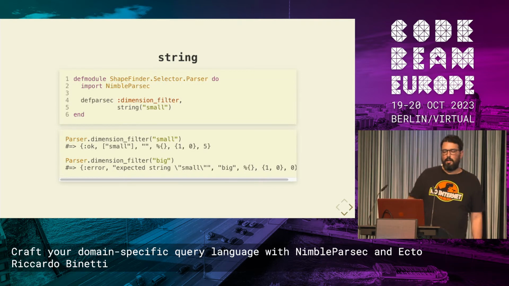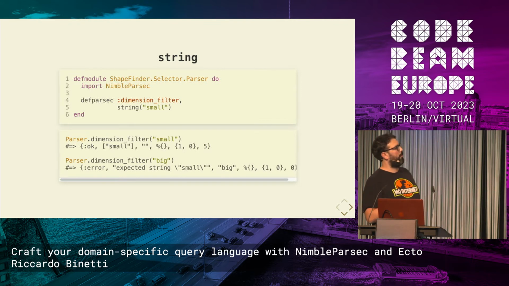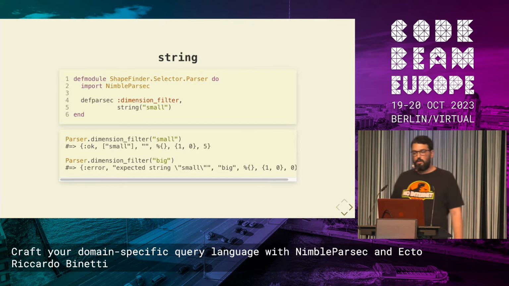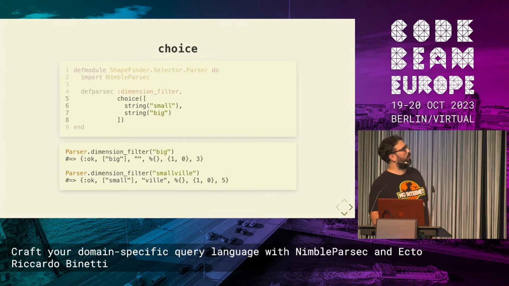So all is well, but our dimensions are small and big. And right now, we're not able to parse big. So what we're going to do is introduce a new combinator, which is called choice.